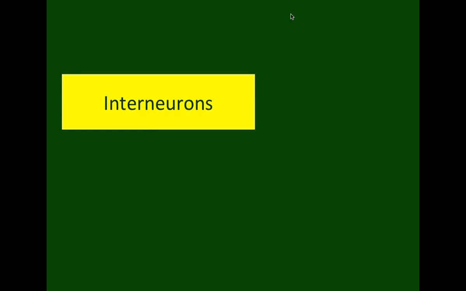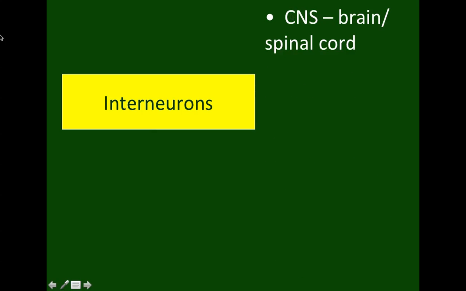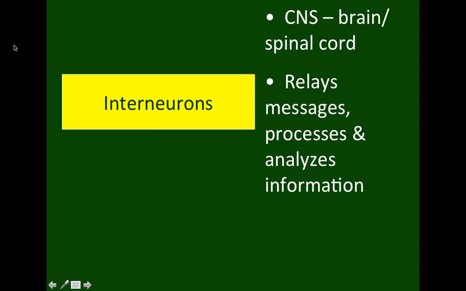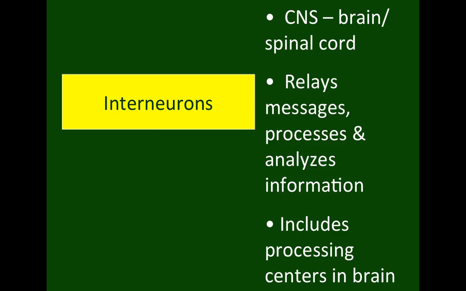The sensory neuron then sends its information to an interneuron. These are located within the central nervous system of the brain and the spinal cord, and their job is to relay messages as well as process and analyze information. So interneurons make up most of the area in the processing centers of the brain.